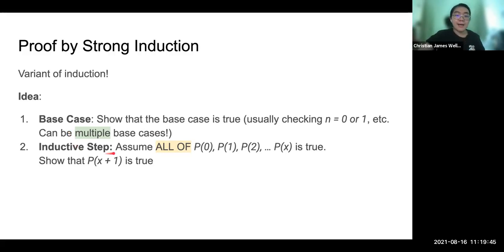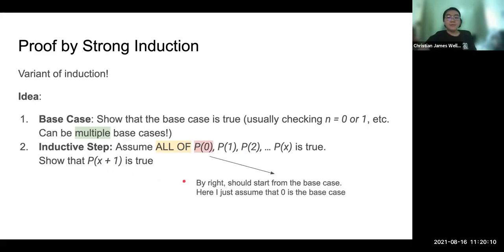So the inductive step is where it differs from regular induction. You assume that all of the previous steps are true, P0, P1, all the way to Px. The difference is that in regular induction, you just assume the previous step is true. In strong induction, you assume everything, P0 all the way to Px, is true. And we just show that P of x plus 1 is true. Here, by right, I should start with the base case, but I'll just assume that P0 is a base case. Let's say your base case for some reason is P of 4, then this should start with P of 4.